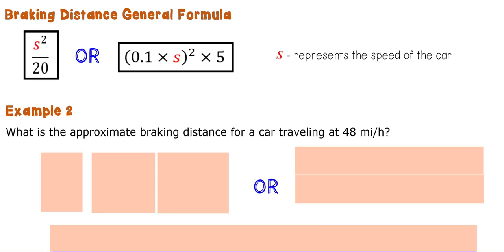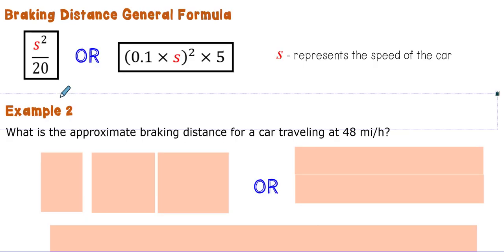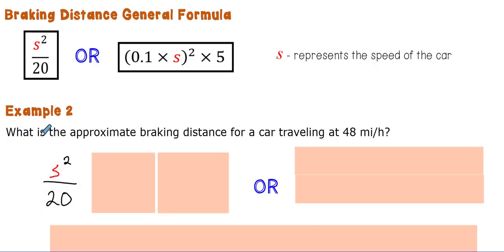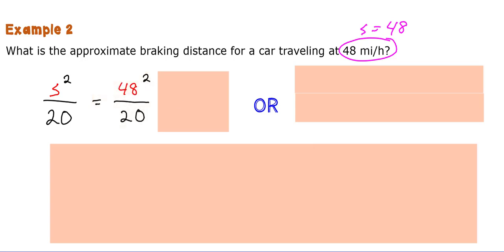Okay, so what is the approximate braking distance for a car traveling 48 miles an hour? So we're going to use both to show you that both formulas give you the same thing. So s squared divided by 20, and we said that s is equal to how fast you're going. So s is going to be 48. Plug it in. 48 squared divided by 20 gives us 115.2 feet. That is how far your car travels once you've hit the brake.